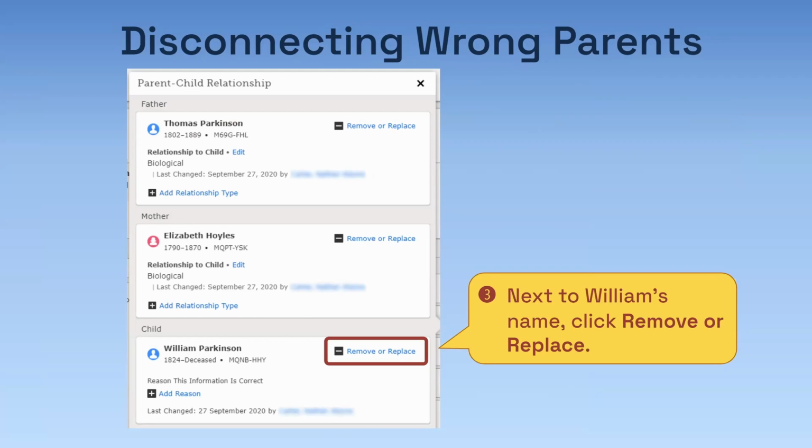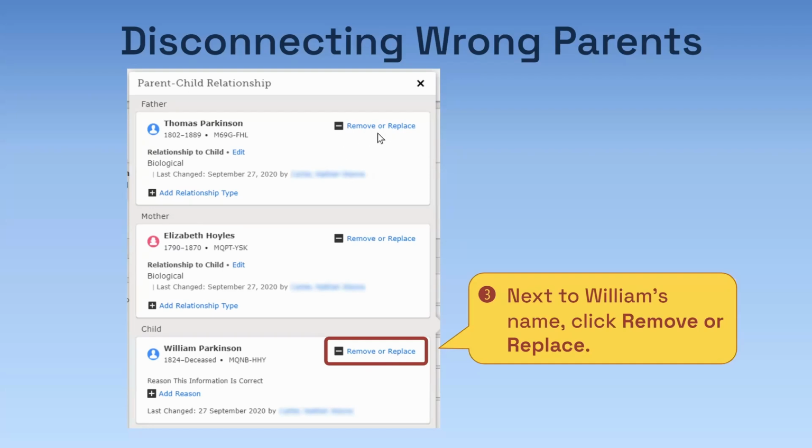Then we click the pencil icon next to the child, and it brings up a screen where we can fix relationships. I wanted to point out here why I am choosing the remove or replace next to William. I've always felt that this was a little bit counterintuitive, so maybe you guys will get it immediately. I didn't. I struggled with this for a while. But you notice there's a remove or replace link next to the dad. There's another one next to the mom, and there's one next to William.